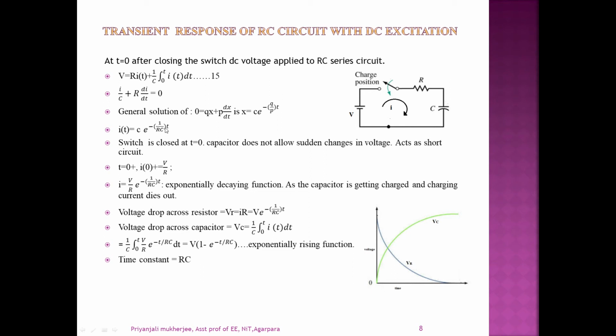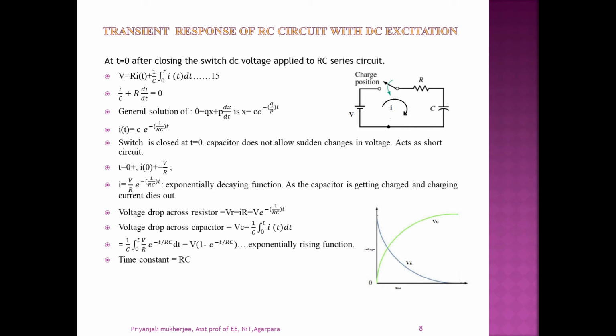Then the switch is closed at t equal to 0, and the capacitor doesn't allow sudden changes in the voltage. So it acts as a short circuit, and at t equal to 0 plus, i equals V divided by R, and i becomes V by R into e to the power minus 1 by RC into t. So it is an exponentially decaying function, and the capacitor is getting charged, and the charging current actually dies out.